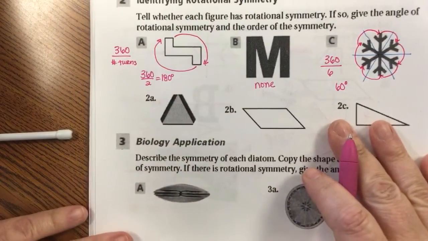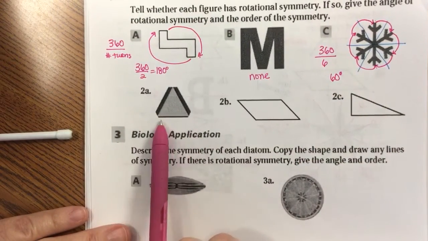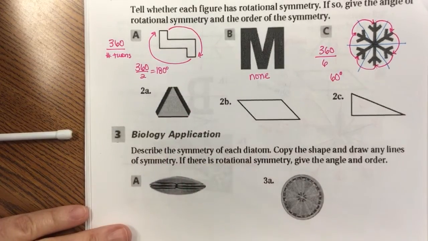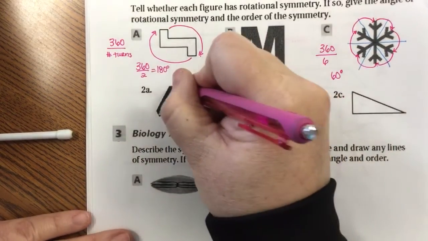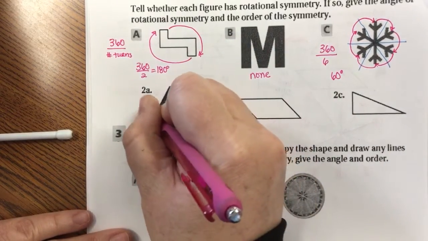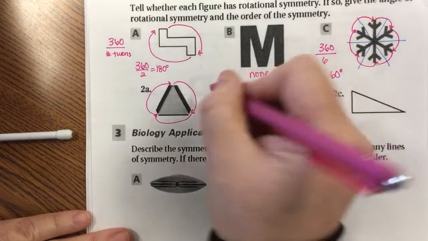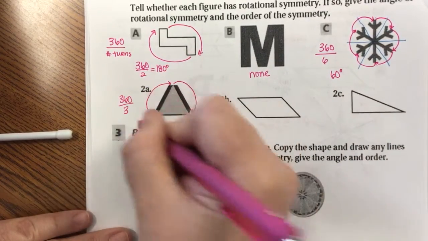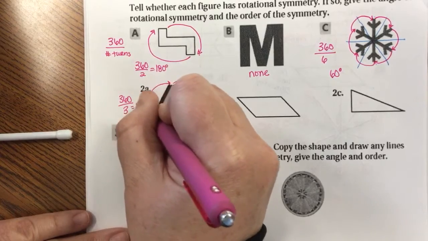All right, so let's look at this one. On here, pretend like this strip is exactly identical to these. That's kind of been an argument in the past. So I can rotate here, here, here. So I have 3 rotations. So 360 divided by the number of turns, which would be 3, leads me to 120 degrees.